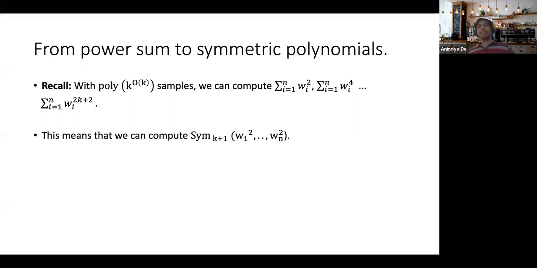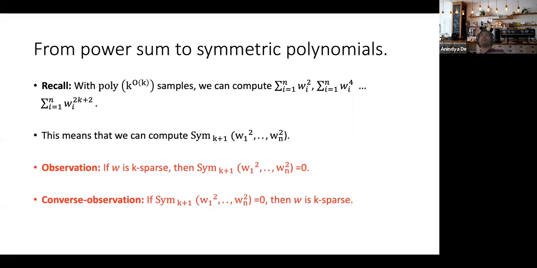But now let's think about the k plus 1th symmetric polynomial. What is it? The k plus 1th symmetric polynomial in w1 squared to wn squared: you try out all possible subsets of size k plus 1 from n, multiply the wi squares which fall in that set, and sum over all of them. Now, if w is k-sparse, then when you take any k plus 1 terms and multiply them, you get 0 because w has only k non-zero coordinates. So if w is k-sparse, the k plus 1th symmetric polynomial is 0.